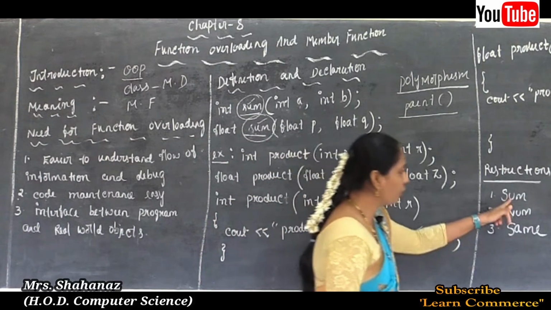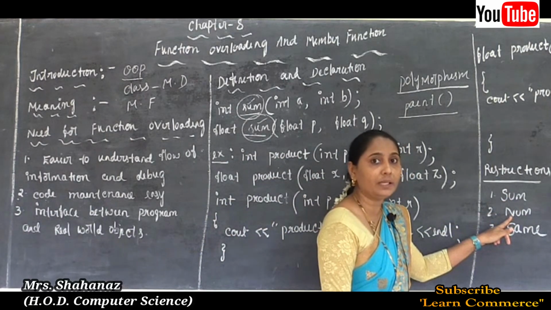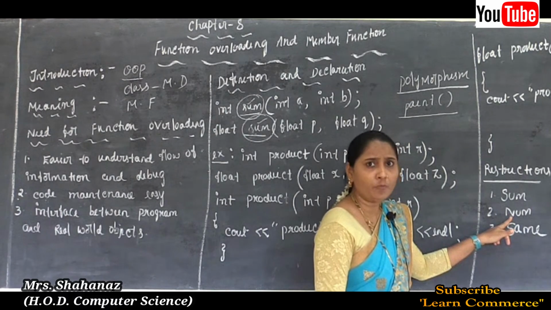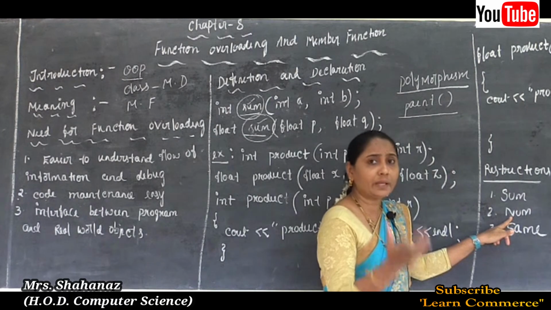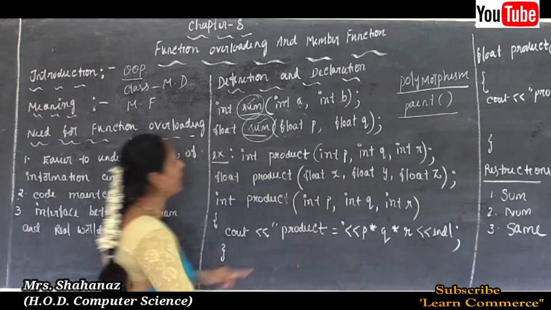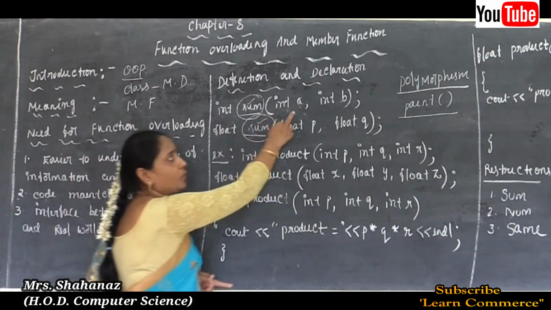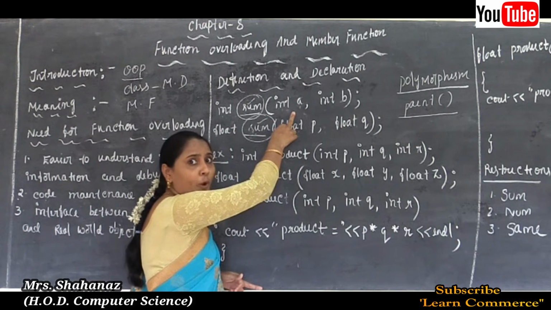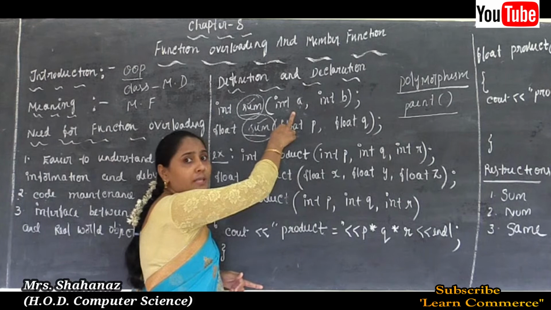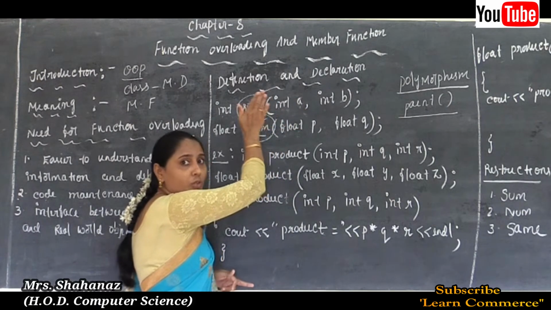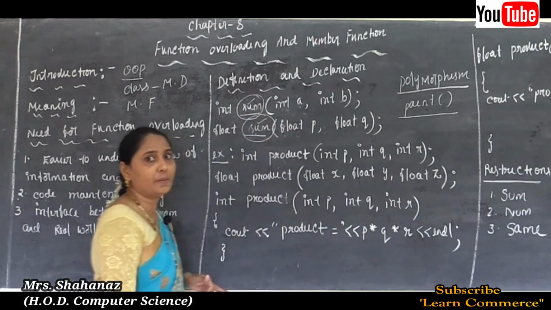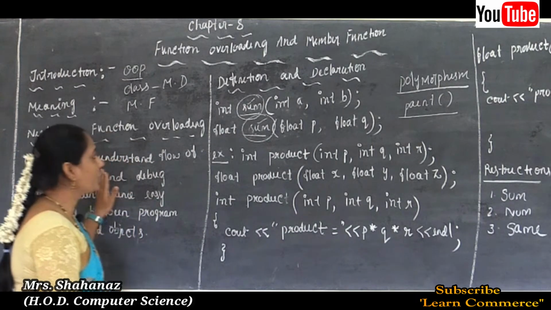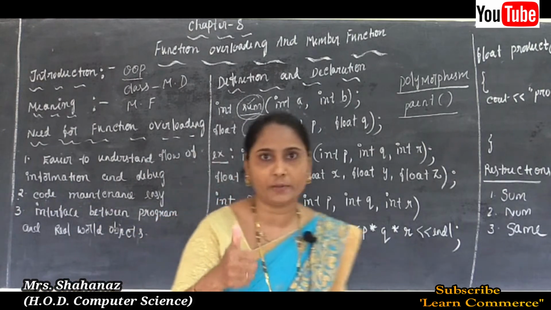Why? Because if we are using different function names, it is very difficult for the compiler. But if we use the same function name with different argument types, then the compiler automatically decides the appropriate function, that is, the required function. Because of this, if you choose this method, execution becomes very fast in function overloading. So this is the first advantage.